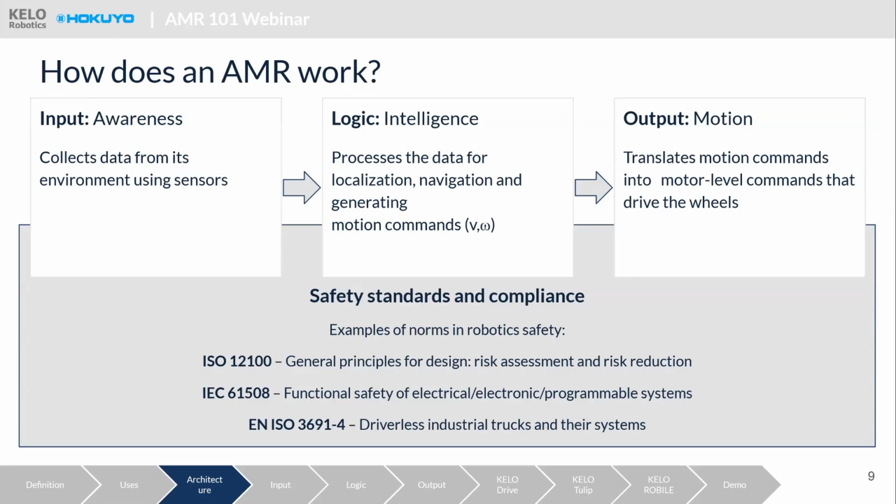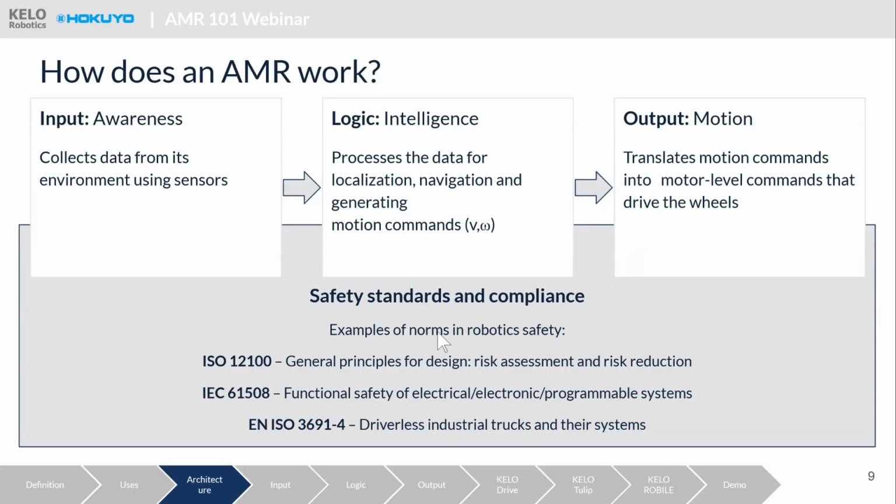Okay, now we are going to decompose an AMR into three main sections: the input, logic, and output subsystems. When we are talking about the input in a robotic system, specifically in an AMR, we are talking about the awareness of the system. It means the robot should be aware of its environment to be able to interact with it. So basically it's sensors. Then we have the logic, or intelligence. It means that by collecting this information from the environment, it should be able to analyze it and make the right decision. And at the end, we have to have a system that can execute those decisions. So we are talking about the motors and actuators.